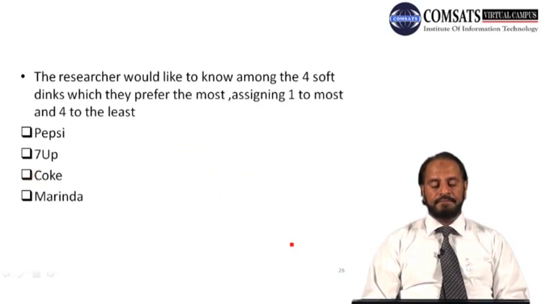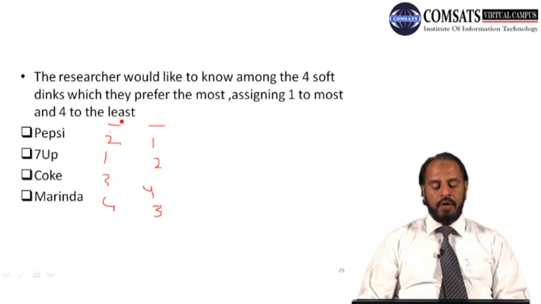The same example could be stated where the researcher would like to know, among the 4 soft drinks, which they prefer the most, assigning 1 to the most and 4 to the least. So here you have the same choices, but you give 1 to this, 2 to this, 3 to this, and 4 to this. This is your first observation. The second observation would be someone who would say 1, 2, 4 and, sorry, 3 here. So this is someone else.